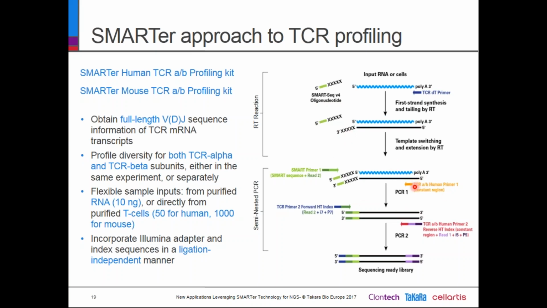And then comes the part in which we specifically amplify TCR sequences. For that, we do a semi-nested PCR in which we use specific TCR alpha or beta primers separately or in the same reaction as you wish. And then in a second PCR round, we incorporate Illumina indexes and adapters. So the advantage here is that we start with the input RNA or cells, and we end with a sequencing-ready library. So there's no need for downstream library prep. This is ready to go into the sequencer.